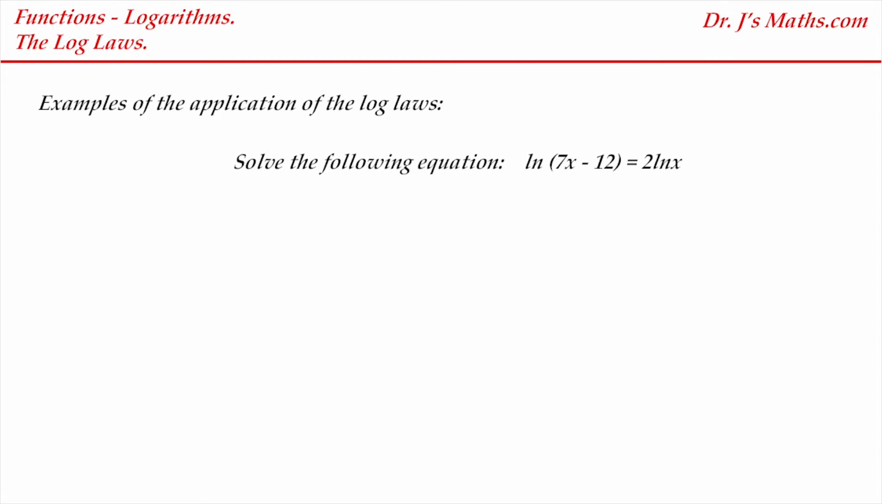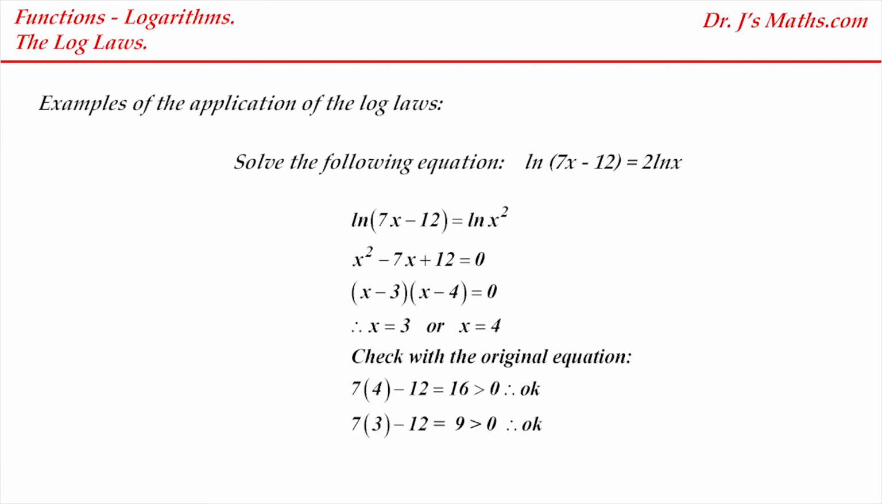Fourth example, we have to solve the following equation. Log of 7x minus 12 is equal to 2 log x. The 2 in front of the log goes up to the index, so it's log of 7x minus 12 equals log of x squared.